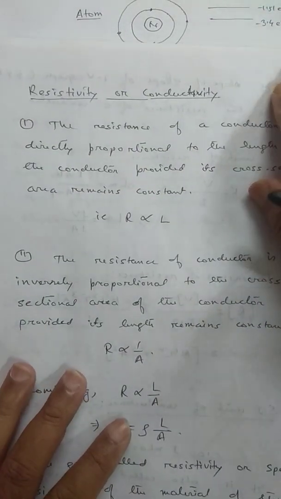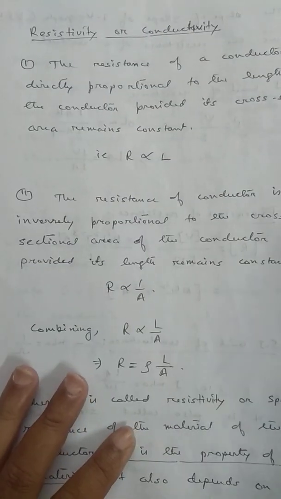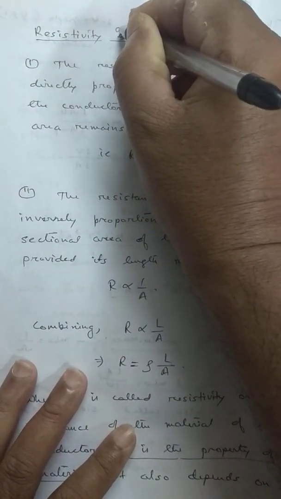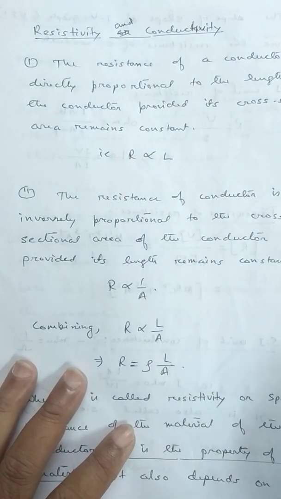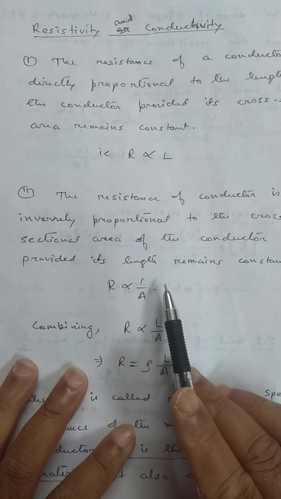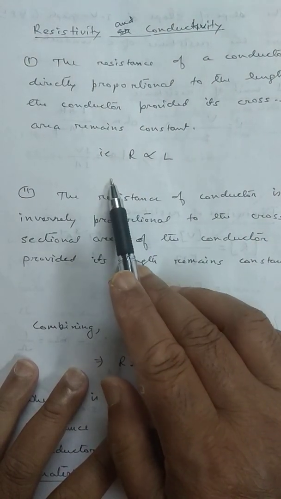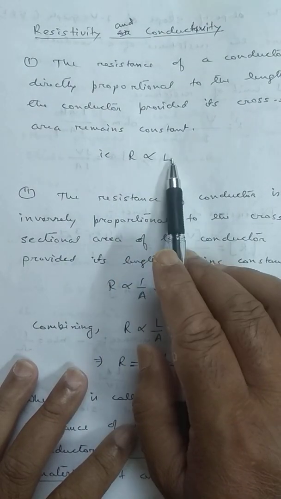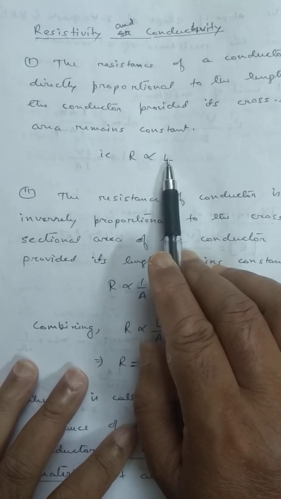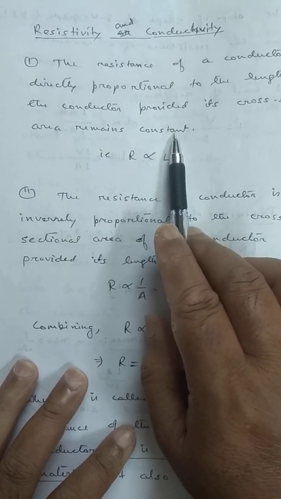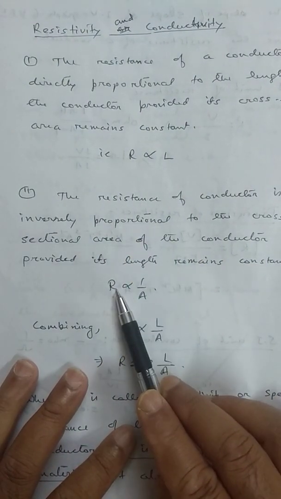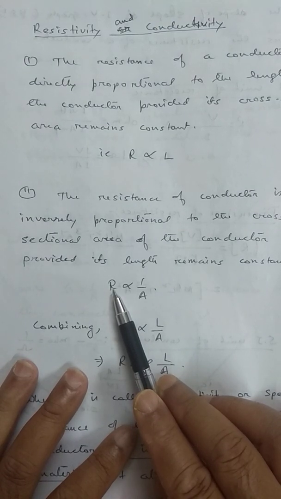Next, we try to discuss resistivity and conductivity of a conductor. Experimentally, we know that the resistance of a conductor is directly proportional to its length. If the length of the conductor increases, keeping the area of cross-section constant, then resistance increases. If the cross-sectional area decreases, keeping length constant, then also resistance increases.